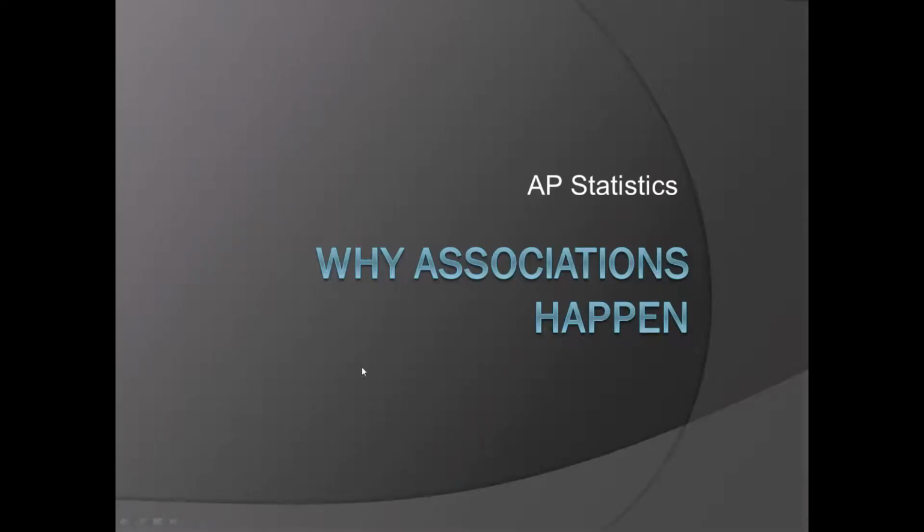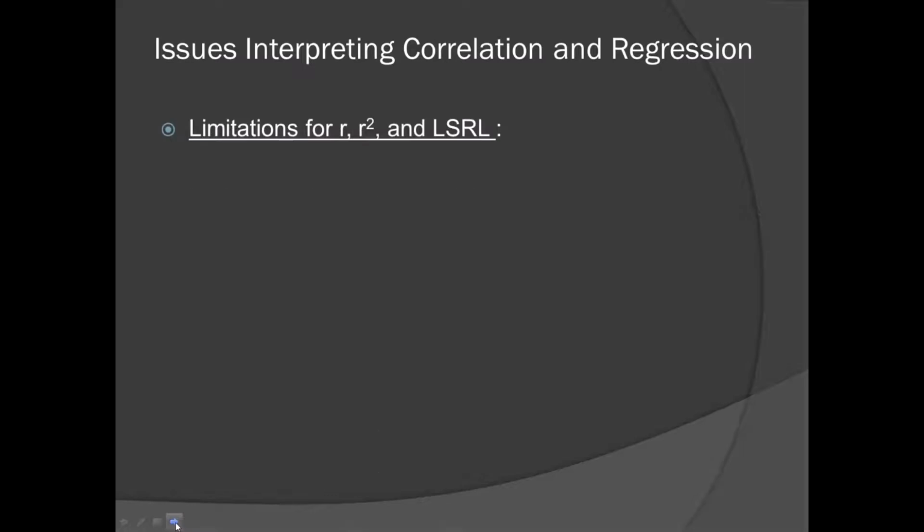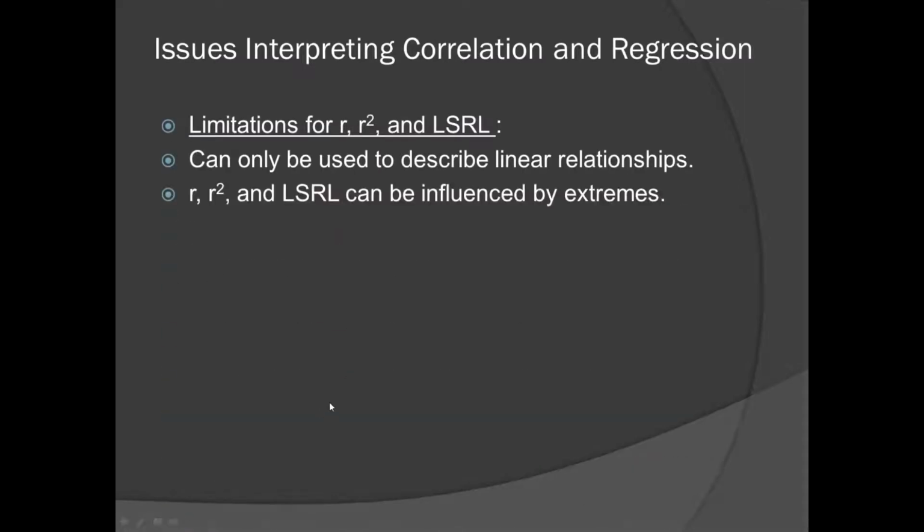So we were talking about why we see relationships in scatter plots, so let's just go for it. All right, this is just going to wrap up how the quiz went and what we need to know. First of all, we need to look at limitations for correlation, coefficient of determination, and least squares regression line.